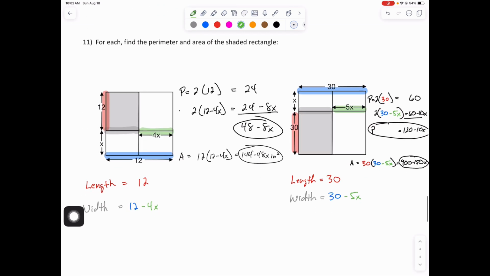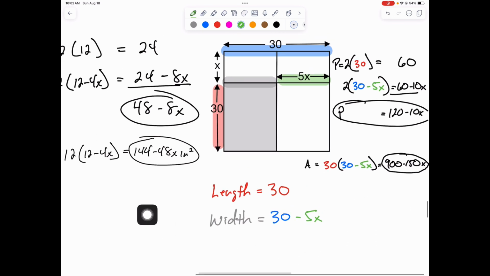Something I noticed on 11 that I liked, I kind of colored it differently than I did previously in the instructional part. That way you could truly see it and get an example. All right, the perimeter, we have the length of 30. The width is 30 minus 5x, so we need two 30s and two 30 minus 5x. All right, so we have 2 times 30 is 60, 2 times 30 is 60 there, 2 times negative 5x is minus 10x, 60 plus 60 we combined to 120, drop down our minus 10x.